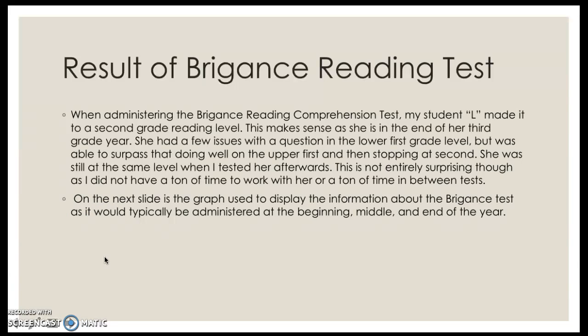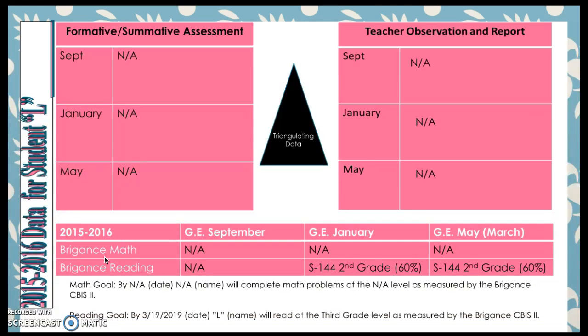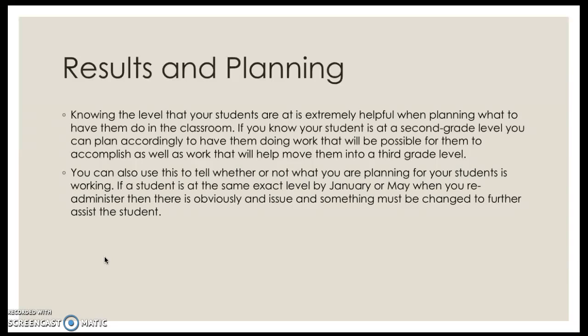On the next slide is the graph used to display the information about the Brigance test as it would typically be administered. Obviously, I couldn't fill in most of this information since I've only been here for a few months, but she was on the S144 form for 2nd grade at 60% both times I tested her. And so her reading goal, as of the last time I checked in March, is: by March 19th, 2019, Elle will read at the 3rd grade level as measured by the Brigance reading test.